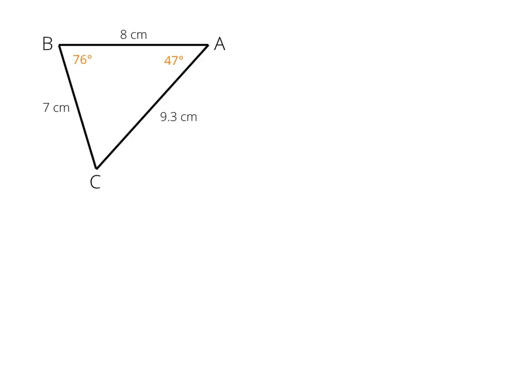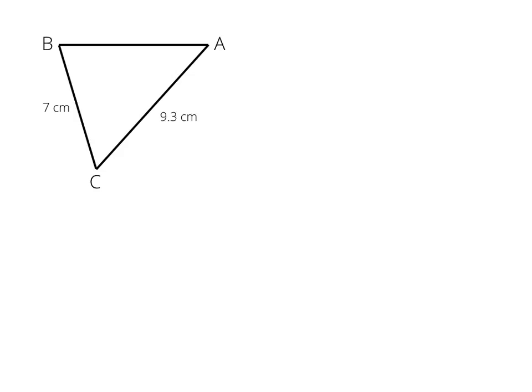Now we can find the remaining angle C, which is even easier, because the angles in a triangle have to add up to 180 degrees. So therefore, 180 minus 76 minus 47 is 57 degrees. And now I know that angle C is 57 degrees.